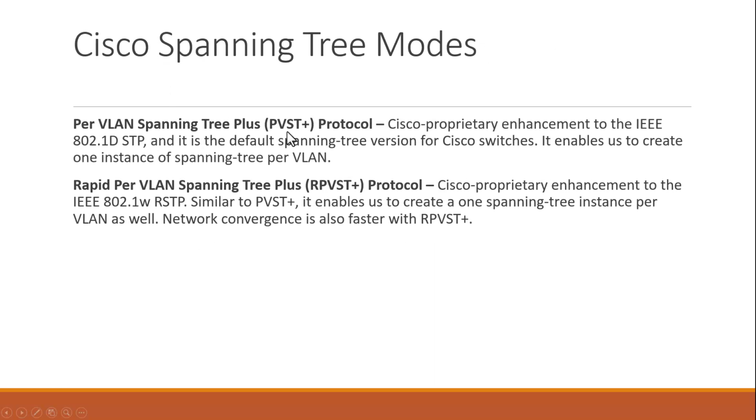Then let's speak about the spanning tree modes in the Cisco switches. Of course, we have the PVST+ protocol and RPVST+. The R is for rapid, it's faster, and it only takes 2 seconds to converge. PVST+ is the default Cisco spanning tree protocol that is enabled on all switches by default, and it takes up to 15 seconds to converge, and it uses timers.